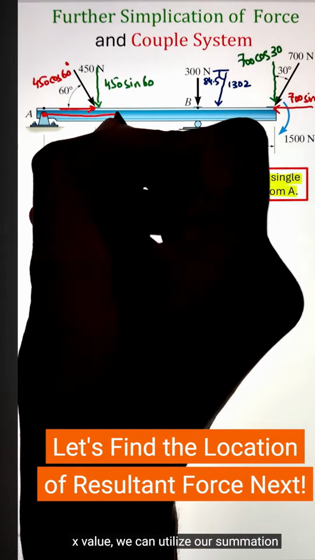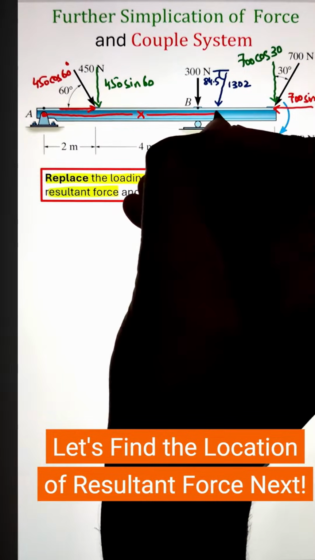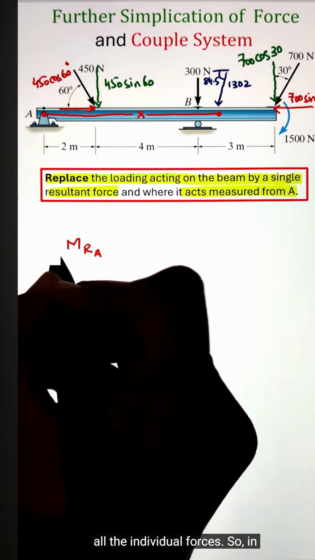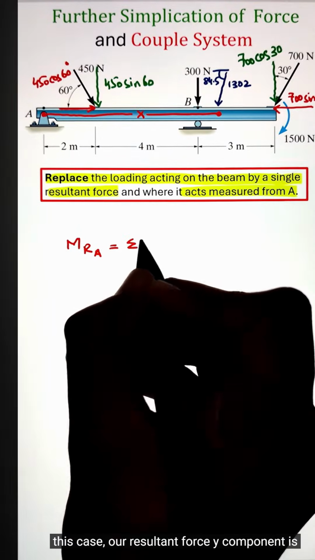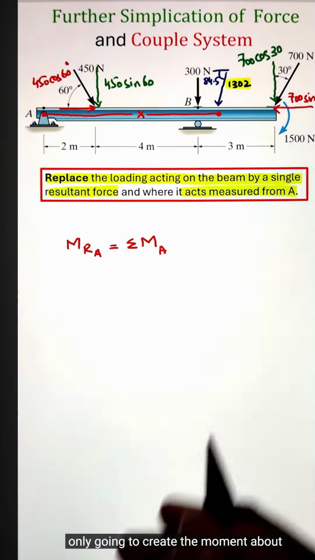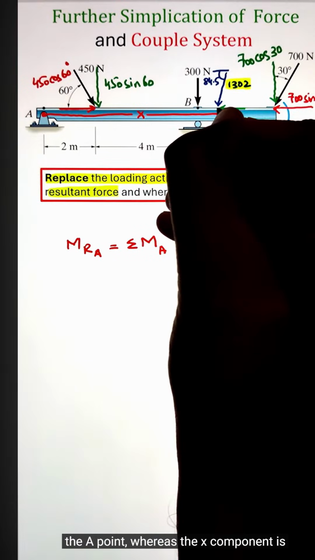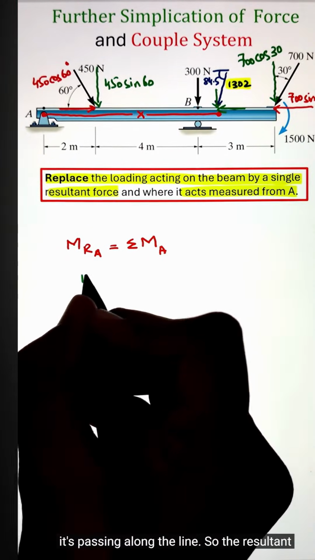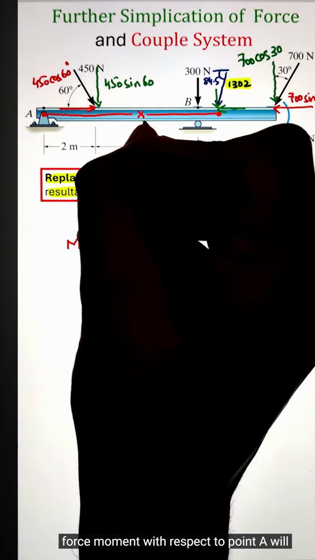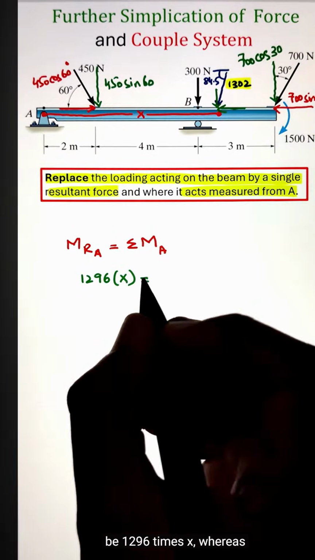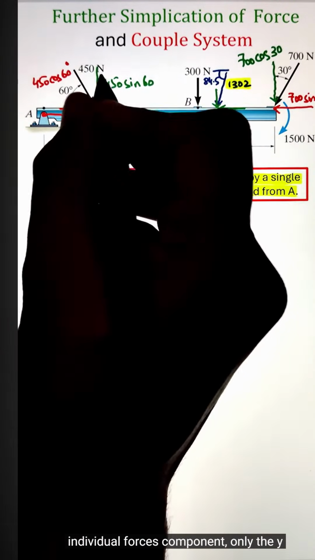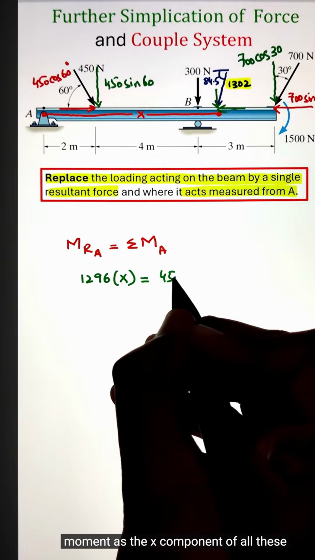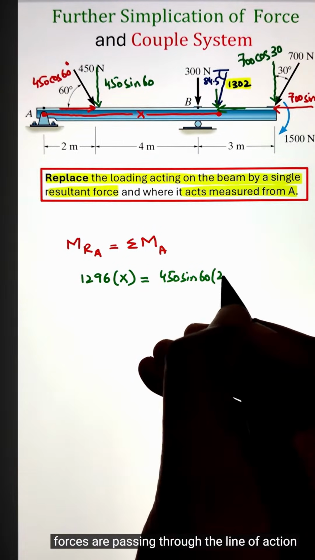To calculate this x value, we can utilize our moment at point A of the resultant force and equate it to the summation of moment by all the individual forces. So in this case, our resultant force y component is only going to create the moment about point A, whereas the x component is not going to create any moment since it's passing along the line. So the resultant force moment with respect to point A will be 1296 times x, whereas for the individual force components, only the y component in this case is going to create the moment, as the x component of all these forces are passing through the line of action of point A.